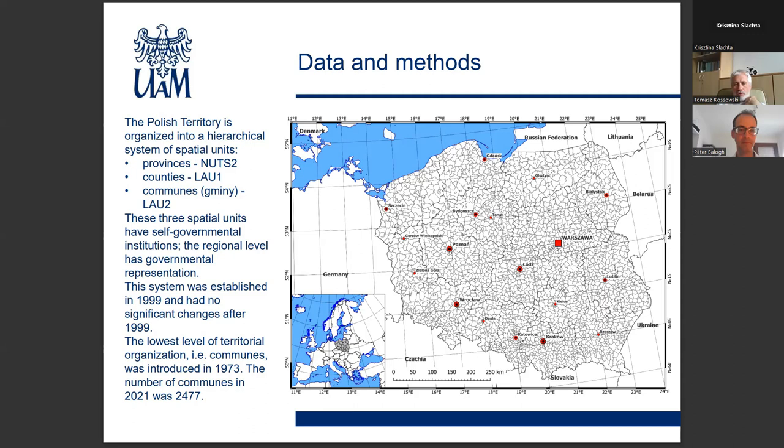It is the LAU 2 level, and it is the smallest level of administrative units in Poland. All these levels have their own self-government and self-governmental institutions. The regional level also has a governmental representation by the Voivode, who is a representative of the government in the region. This system was finally established in 1999 and was almost not changed after 1999. Communes, which are the smallest part of the system, were introduced in 1973, and their number in 2021 was almost 2,500. There is a large heterogeneity in this set because Warsaw is a commune, and one of the small areas you can observe on this map is also a commune.